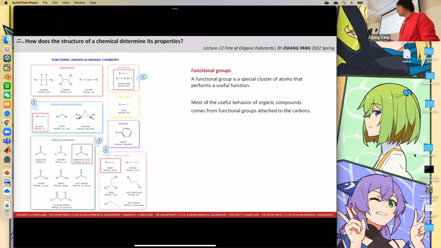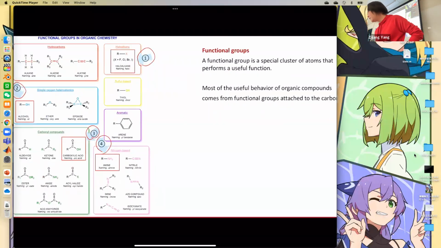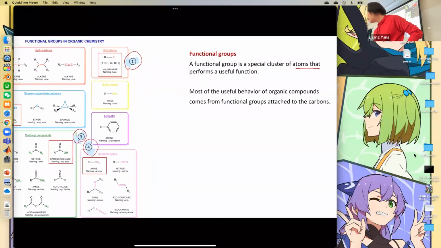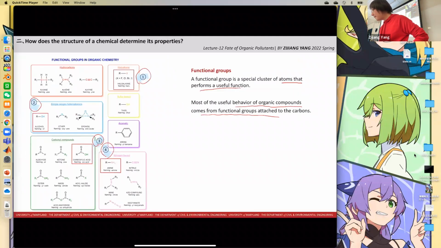The next thing is about the structure and the functional groups. On the left side, there are some common functional groups of organic chemistry, and the most common ones, I would say, we have 4 here. So what are the functional groups? A functional group is a special cluster of atoms that performs a useful function. Most of the useful behaviors of organic compounds come from the functional groups attached to the carbons. So let's talk about them a little bit more.